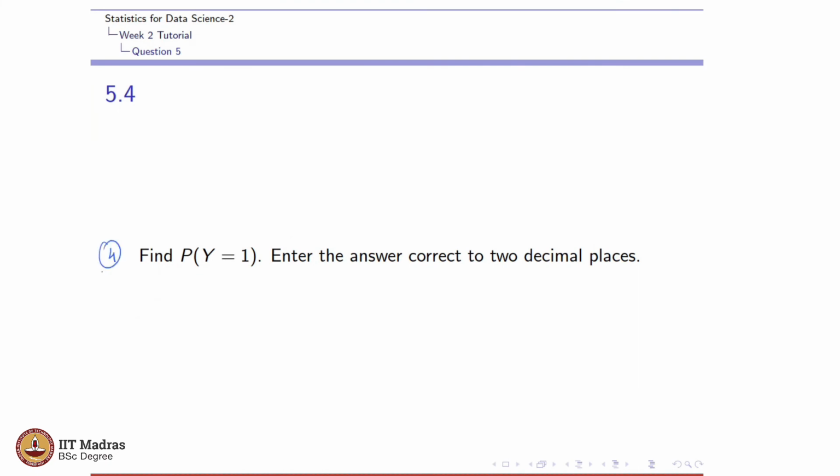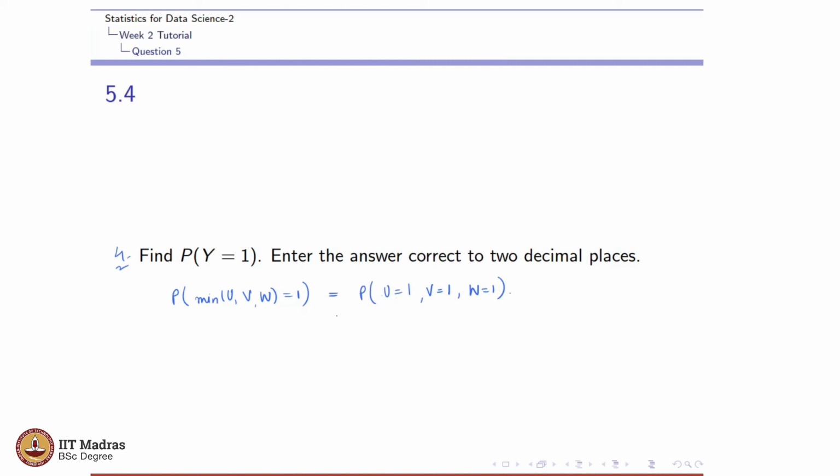Now the fourth part of this question is: find the probability Y equals 1. Y is the minimum of U, V and W, and we have to find when this equals 1. The minimum is going to be 1 only if all of U, V and W are equal to 1. So U equals 1, V equals 1 and W equals 1.